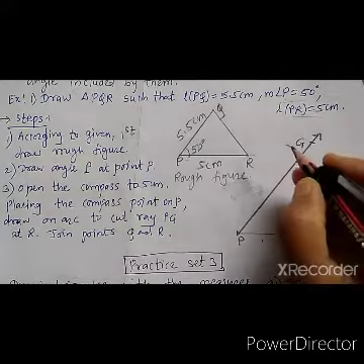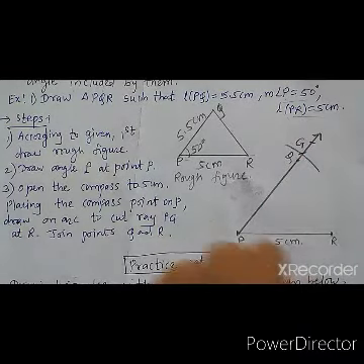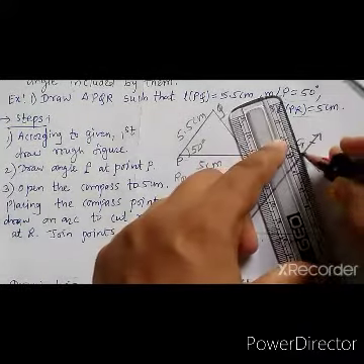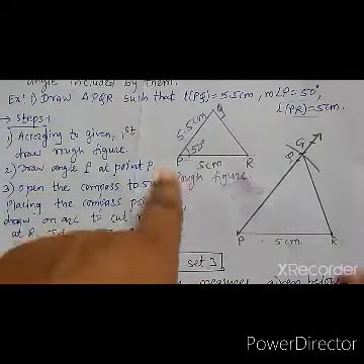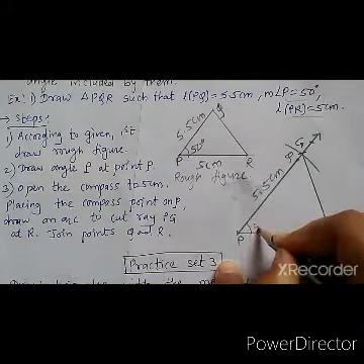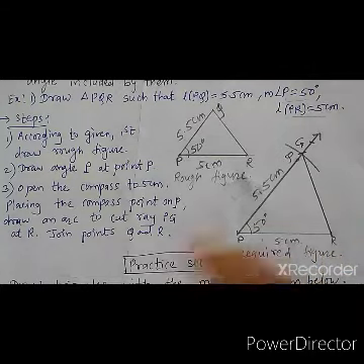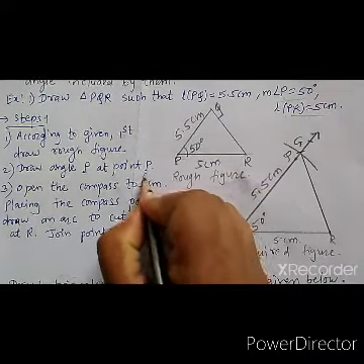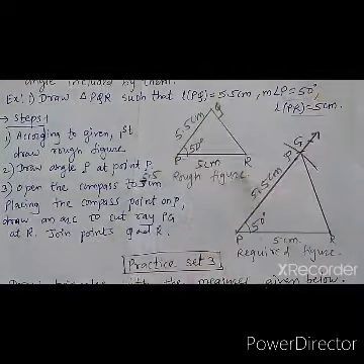So here we can give the point Q, and now we have to join points Q and R. Now PQ is 5.5 centimeter and angle P is 50 degree. So this is the required figure. Here you have to take 5.5, this distance 5.5 centimeter.